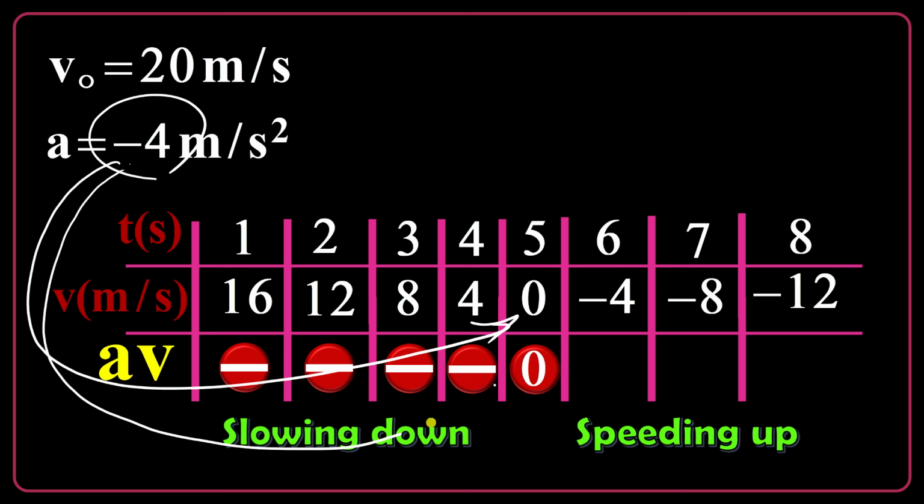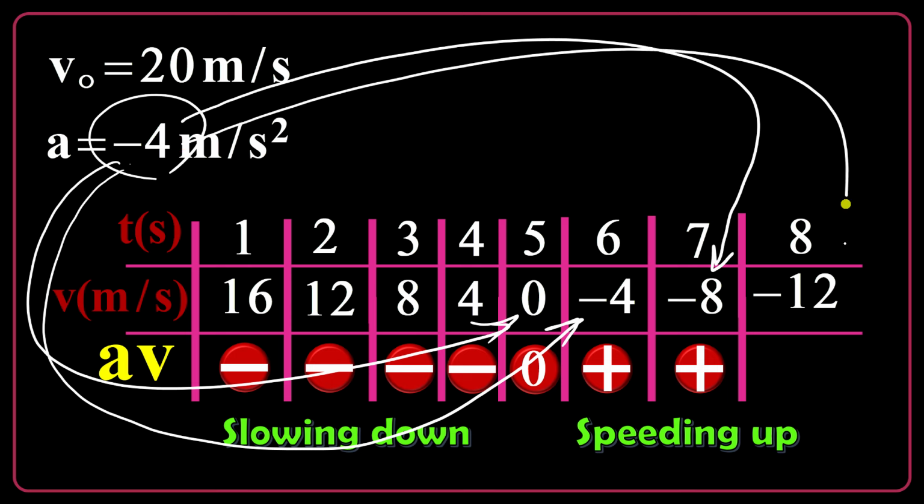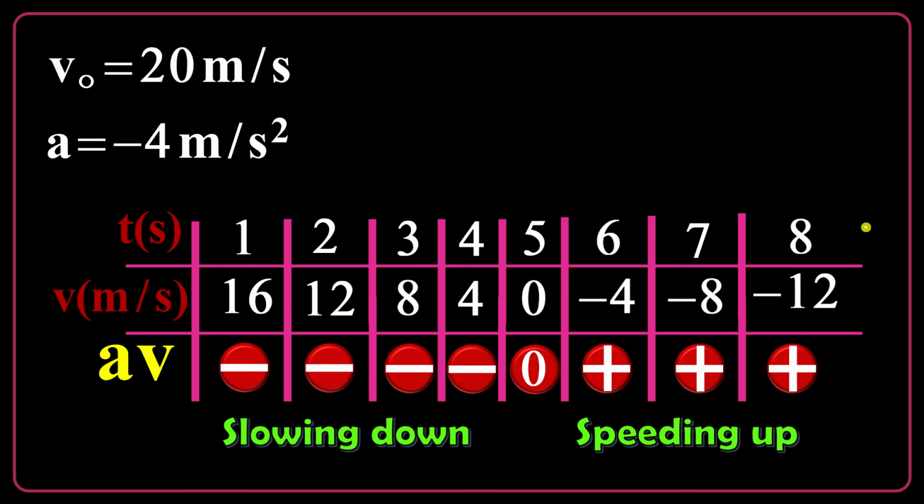Then negative 4 is multiplied by negative 4, it is positive. Negative 4 multiplied by negative 8, positive. Negative 4 multiplied by negative 12, it's again positive. Look at this. When the object is slowing down, AV, acceleration times velocity, is negative. And whenever the object is speeding up, AV is positive. So it's a very good criterion for you to check if the object is slowing down or speeding up.